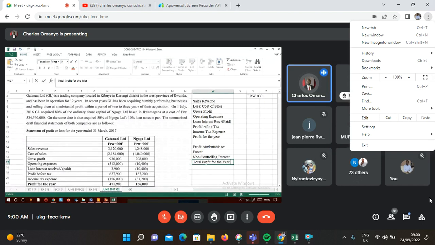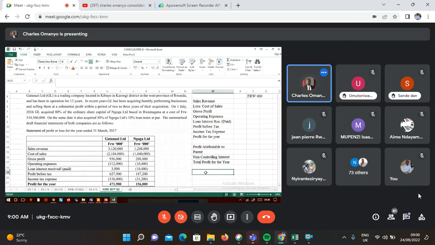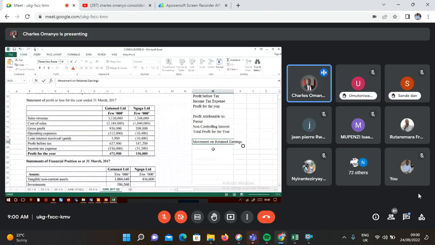We were not asked for the movement, but if we were asked, I can add it there. Movement on retained earnings. I'm just putting everything so that when we start, we move fast. And then retained earnings at beginning, or retained earnings brought forward.